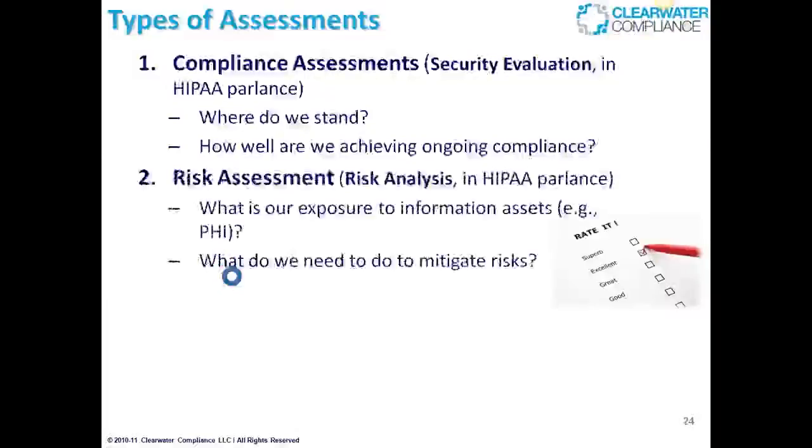Number 2, a risk assessment. In HIPAA parlance, this is a risk analysis. This is a very, very down into the deep part of the organization within the business processes, looking at information assets that create, receive, transmit, or maintain PHI, and examining what the threats and vulnerabilities are to that PHI, what current security controls are in place, what gaps exist, and what we need to do to mitigate risk. If the first one, well, I'll hold that thought.